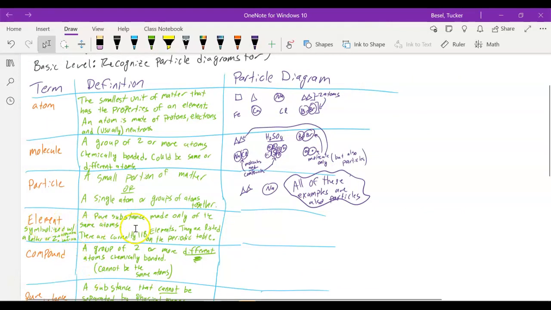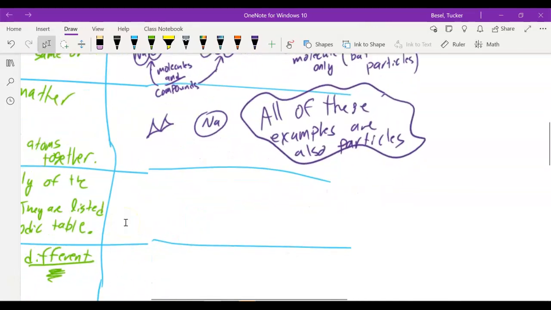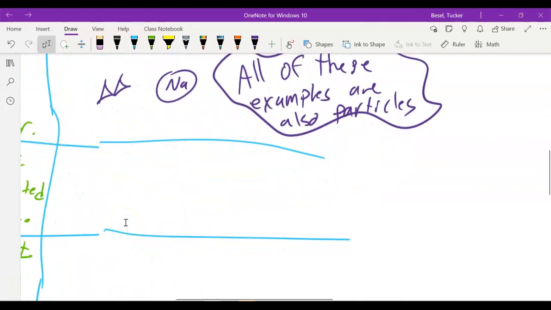That's this row right here, which, remember, it's a pure substance that's only made of the same atoms. And so that could put you into a category like this. My two triangles are a good example I just keep using over and over again. This is an element. This is also an element. And just a circle by itself is an element. So those are your general ones.